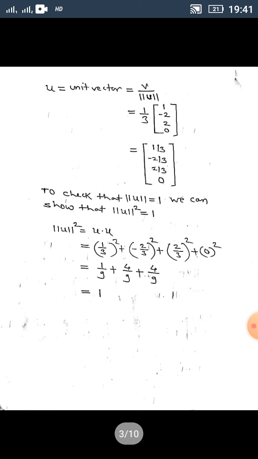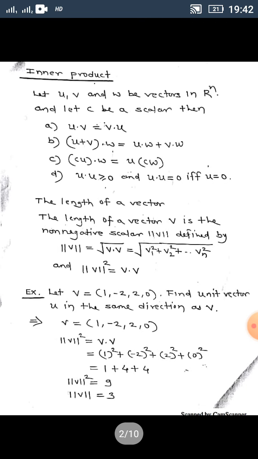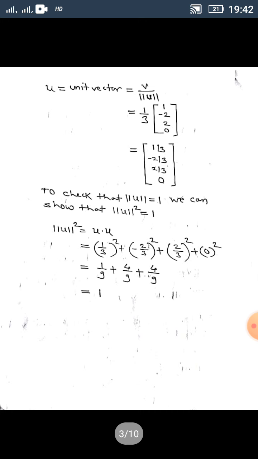Next, the unit vector. I have already said that the unit vector is nothing but the vector upon its magnitude. Now what is the vector? That is v: 1, minus 2, 2, 0. We can write it column wise. A vector is always column wise. Now we have to divide each element of the vector by the magnitude we have calculated, that is 3. So 1 by 3, minus 2 by 3, 2 by 3, 0 by 3 is 0. So that u is 1 by 3, minus 2 by 3, 2 by 3, 0. That u is the unit vector that we have calculated.